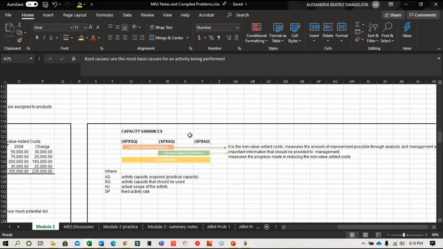There, as you can see. And for the unused capacity variance, you just have to simply deduct SP multiplied by AU to SP multiplied by AQ. So AQ stands for the activity capacity acquired or the practical capacity. SQ is the capacity that should be used. AU is the actual usage of the activity. And lastly, SP is the fixed activity rate. So the activity volume variance, it is the non-value added costs.